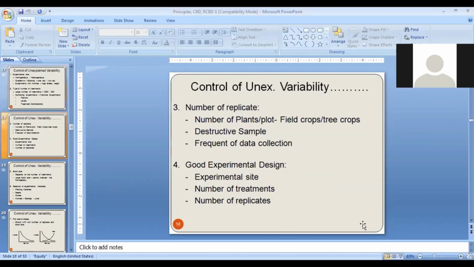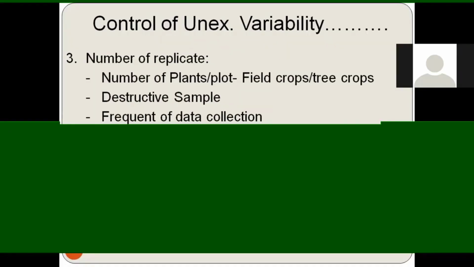Right, maybe this is the place where I stopped last time. Is that so? Some of you don't remember. Right. The control of unexplained variability continues. The number of replicates, how we decide the number of replicates. Right? When you talk about number of replicates, what do you mean by number of replicates?